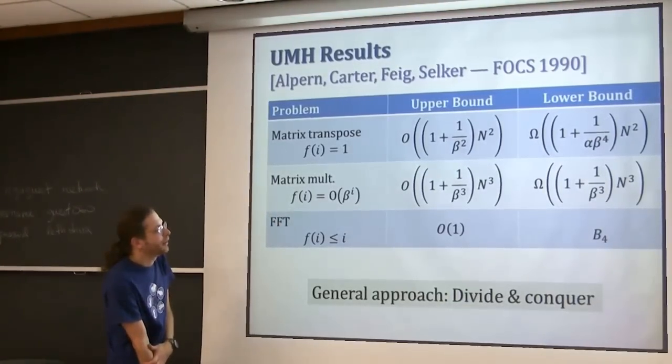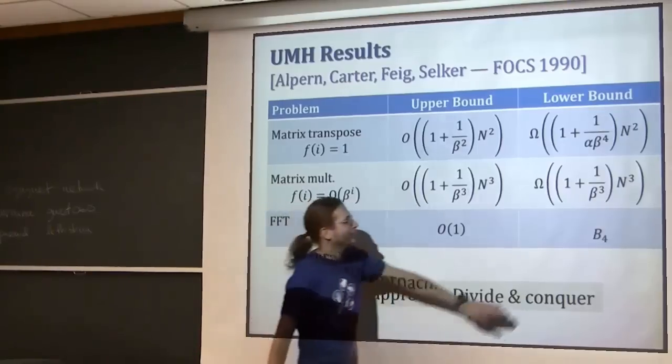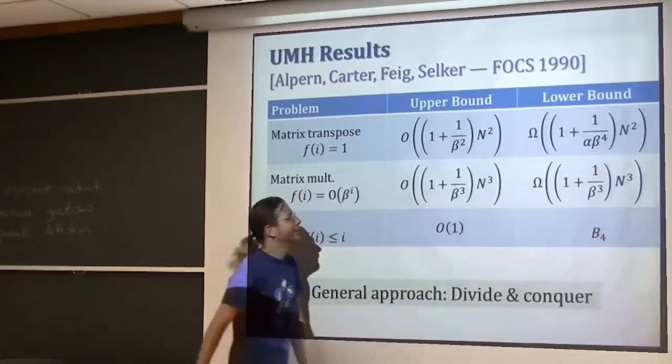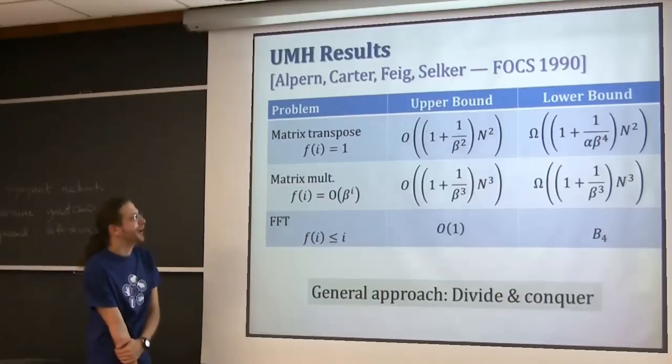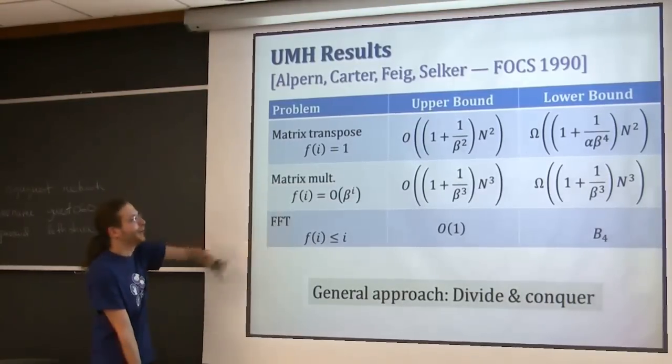What's B4? I think that's just a typo. It should be blank. It's hard to beat an upper bound of 1. That also seems wrong. Ignore that row.